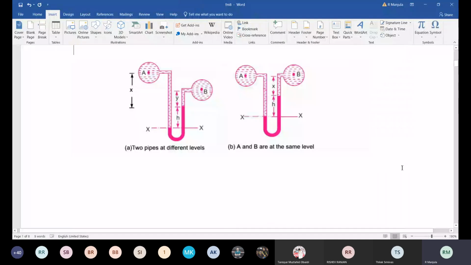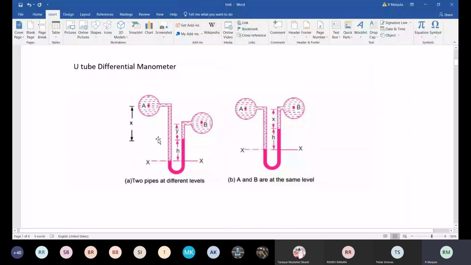This is the U-tube differential manometer. The 2 pipes can be at the same level or at different levels. Both are possible. Here you can see both the pipes are at different levels. A and B are at different elevations, and here A and B are at the same level.